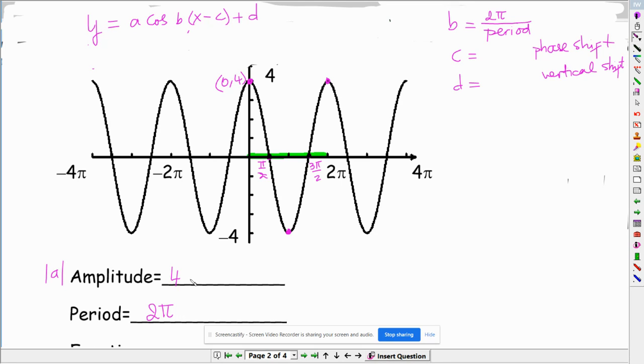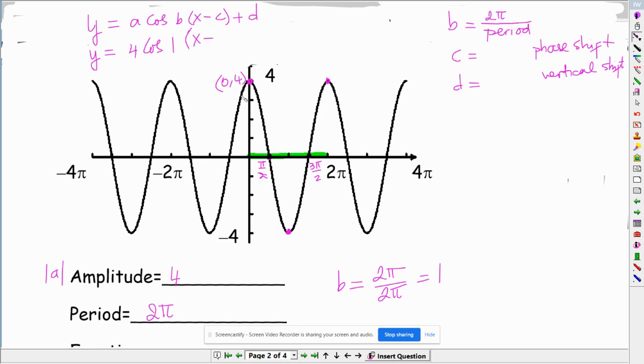The next step is that we are going to write the equation. Of course, I want to find A, B, C, and D. So let's start with A. This is a normal cosine, so our A will stay the same, so it is 4. To find B, we will take 2 pi divided by the period. So 2 pi divided by 2 pi, therefore B is 1.